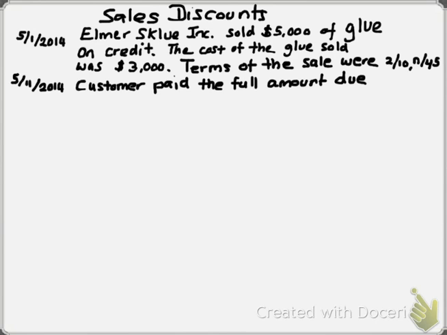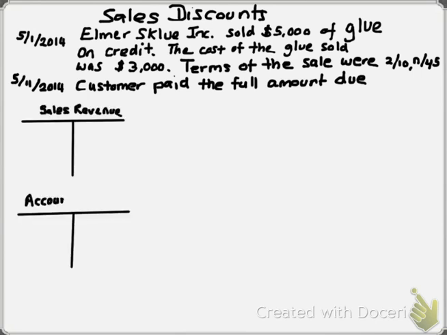Let's take a look at how we would record this. First, we're going to record the sales transaction. The two accounts affected by this transaction are accounts receivable and sales revenue. You know that sales revenue gets credited for 5,000 and accounts receivable gets debited for 5,000. We're following the rules of debit and credit.